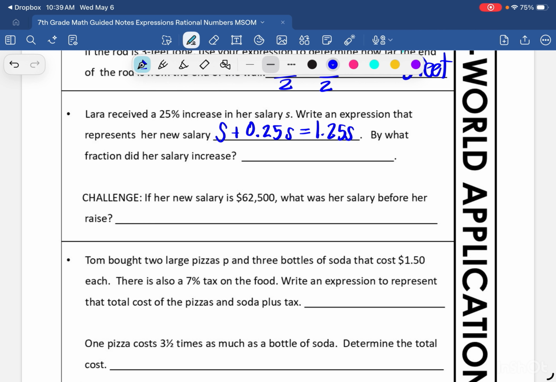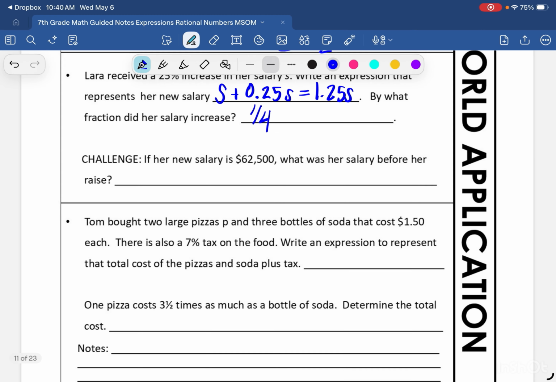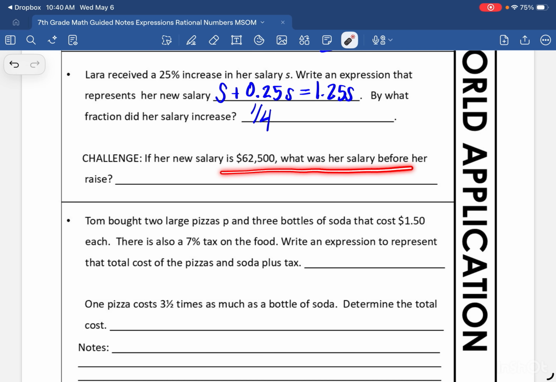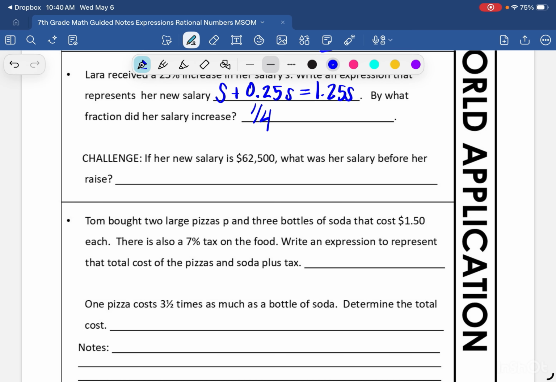By what fraction did her salary increase? Her salary increased by 1/4. So that's asking to change the percent into the fraction. If her new salary is $62,500, what was her salary before her raise? So I know that 1.25S is going to equal 62,500. That's her new salary. So to figure out what her salary was before, I'm going to divide by 1.25 on each side, and S will equal 50,000.